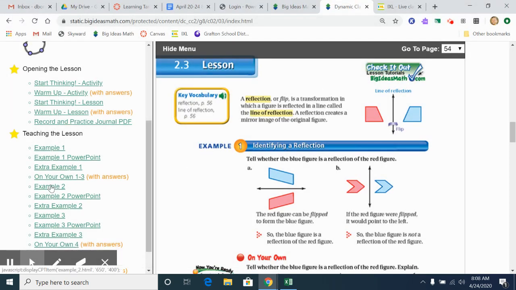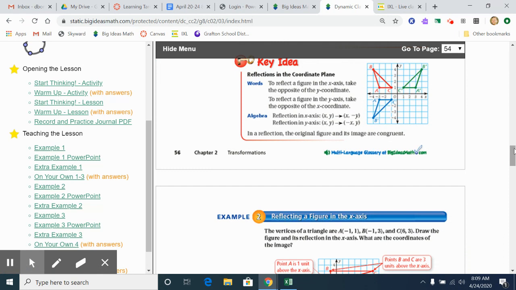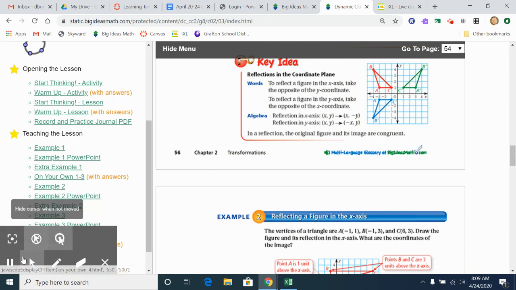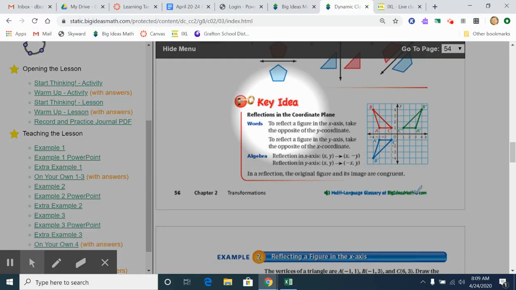Now let's get into the more difficult part, where we're going to have to actually reflect these images ourselves. So let's look at this key idea here because it tells us how to do it. We actually talked about this when we did the what you learned before activity. So some of this stuff you guys did learn. Before the chapter began, we did that activity, and we talked about this.